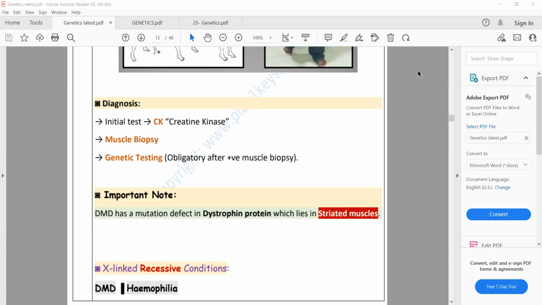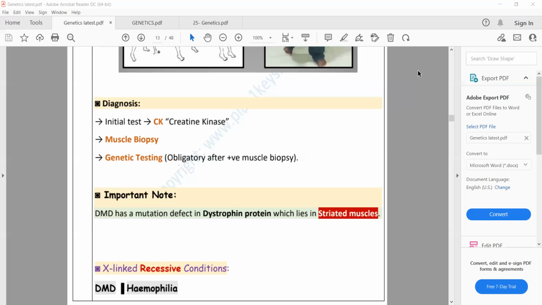So the initial test is CK, creatine kinase, will be raised. To confirm the diagnosis, we'll do a muscle biopsy, and the muscle biopsy will show absence of dystrophin protein, which is usually present in striated muscles. Due to mutation in the DMD gene, there is no dystrophin protein in striated muscles, which results in proximal muscle weakness, and the disease is known as Duchenne muscular dystrophy.